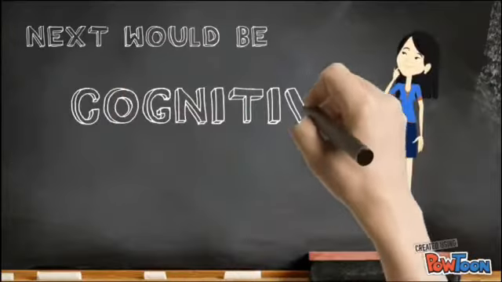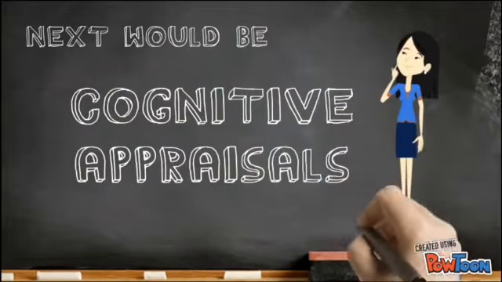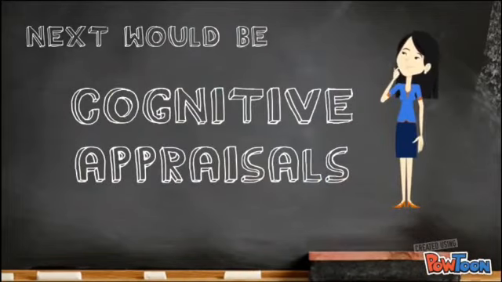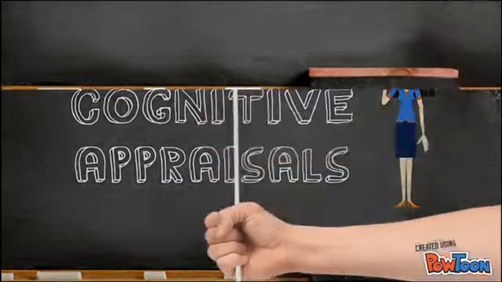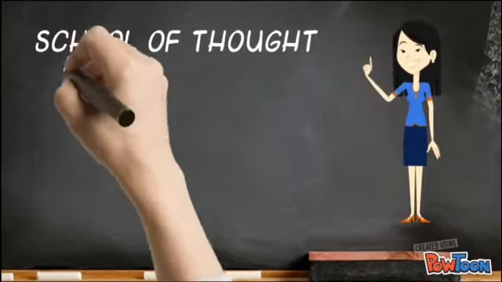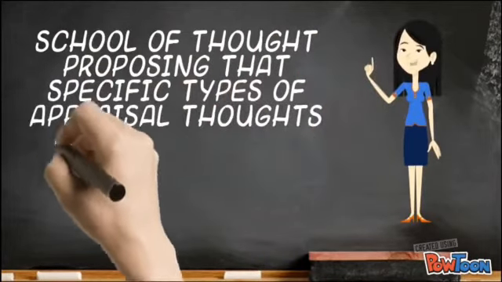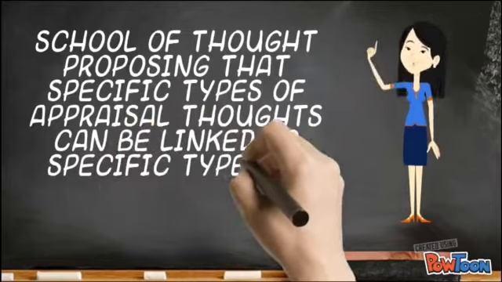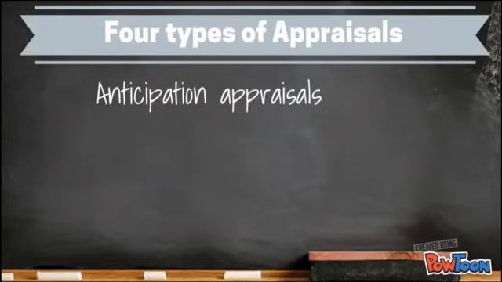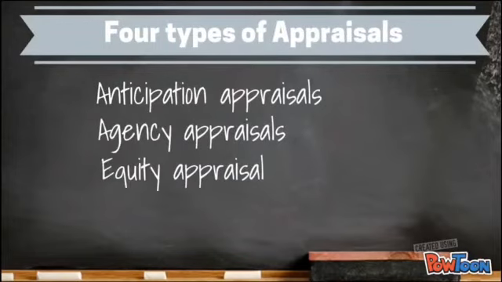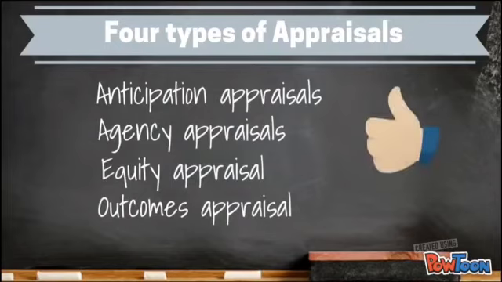Next would be cognitive appraisal theory. Cognitive appraisal theory represents an increasingly popular school of thought. It describes how specific types of thoughts can serve as a basis for specific emotions. There are 4 types of cognitive appraisal: the anticipation appraisal, agency appraisal, equity appraisal, and outcome appraisal.